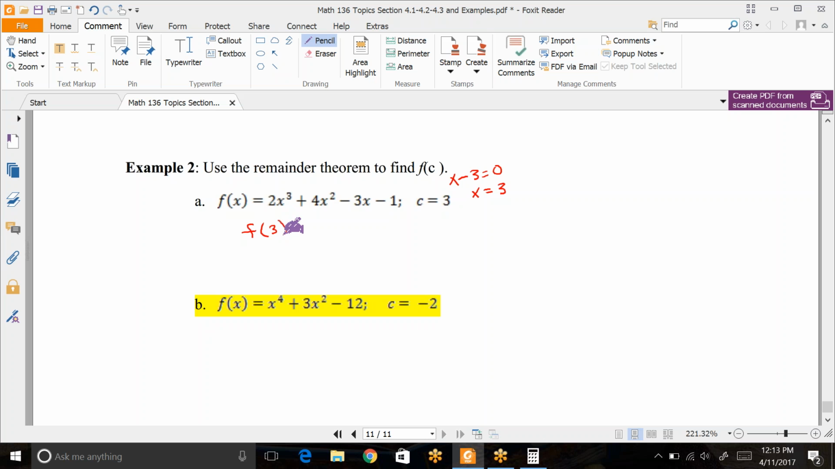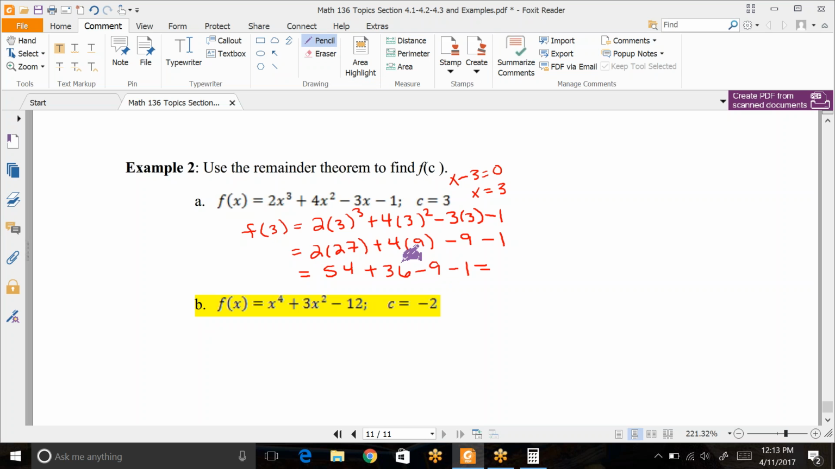So f of 3 equals 2 times 3 cubed plus 4 times 3 squared minus 3 times 3 minus 1. That would be 2 times 27 plus 4 times 9 minus 9 minus 1. That would be 54 plus 45, or sorry, 36. Can't multiply in my head. Plus 36 minus 9 minus 1. Keep working. This would be 90 minus 10, or a remainder of 80.